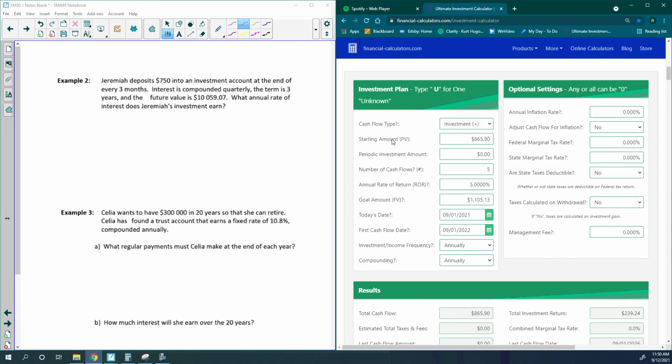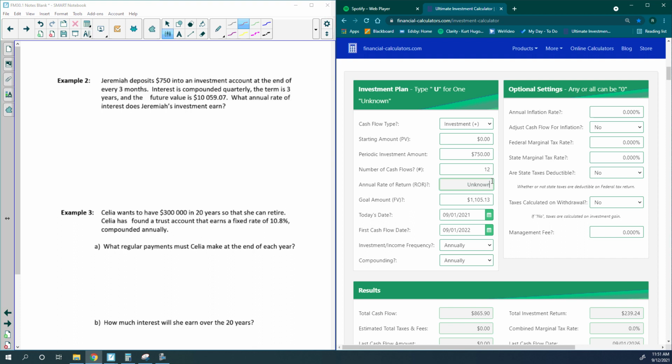So I'm going to go to my financial calculator. So he doesn't start with anything, but he's making $750 deposits, so that's my periodic investment amount. And my starting amount is going to be 0. And he's doing it every 3 months. And so if he does it every 3 months, that's 4 times in a year for 3 years. So his number of cash flows would be 12 then, because 3 times 4 is 12.